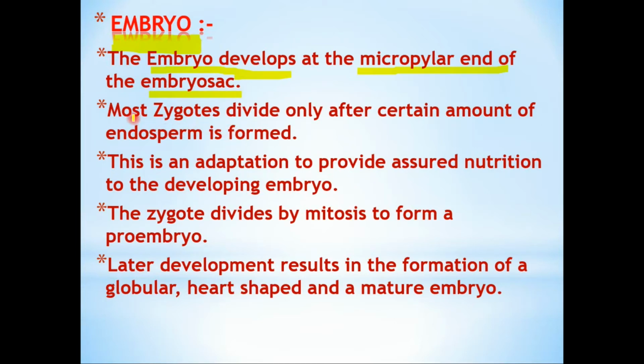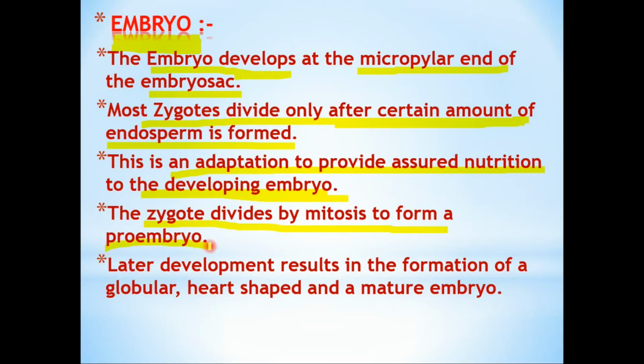So now it is clear that most of the zygotes divide and develop into a well developed embryo only after a certain amount of endosperm has already formed. Why? Because this is an adaptation to provide assured nutrition to the developing embryo, so that when the embryo is undergoing development, it is supplied with uninterrupted nutrients, or it ensures the uninterrupted supply of nutrients to the developing embryo. So the zygote will divide and redivide to form a proembryo, and the later developments will witness structures like globular, heart-shaped, and a matured embryo.